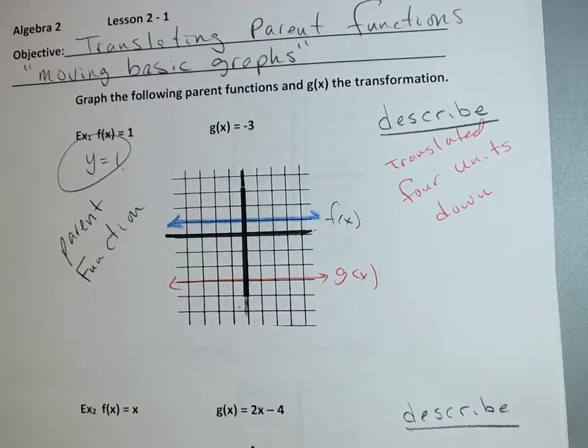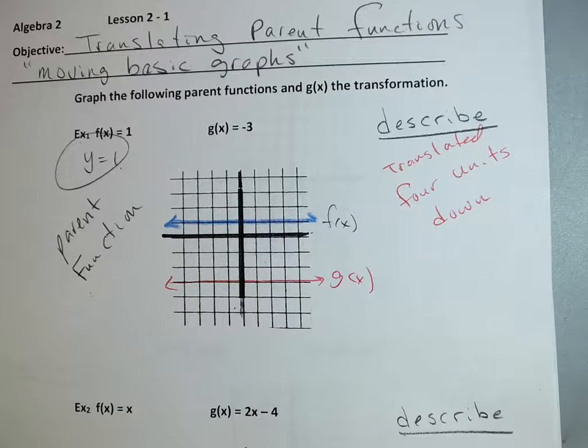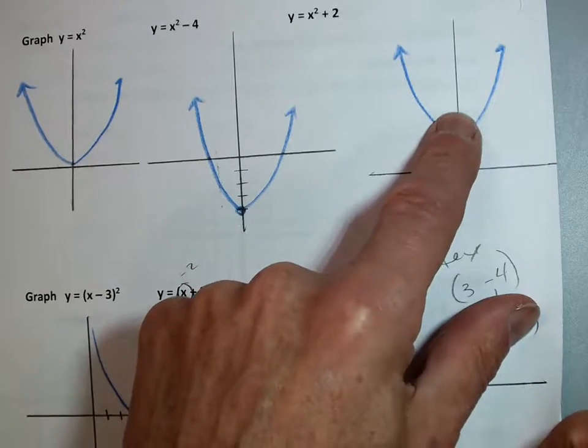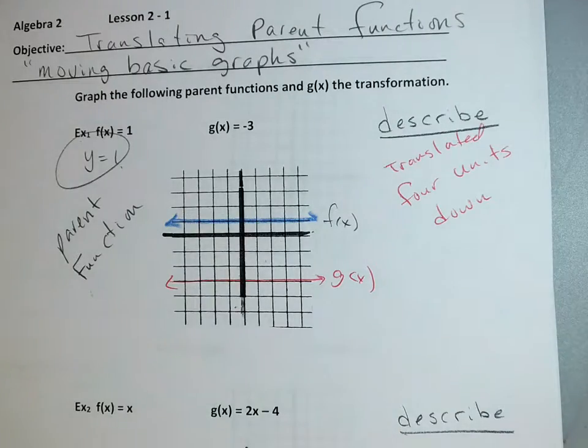Okay? Yeah. When translated, do you mean put another graph on it? No, translate means just moved. Just take the graph and move it around. Like we did here with all of our x squareds. I moved it. That's called a translation. I moved it. Okay? All right.